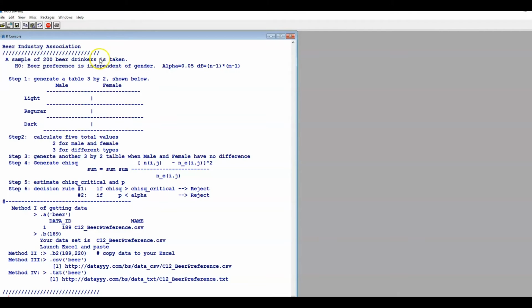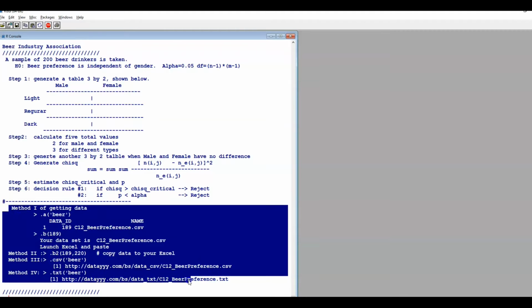A sample of 200 beer drinkers is taken. Our hypothesis: beer preference is independent of gender. Alpha equals 5%, and degree of freedom is (m-1) times (n-1). We have 3 different types, light, regular, and dark, so n equals 3, and we have male and female.